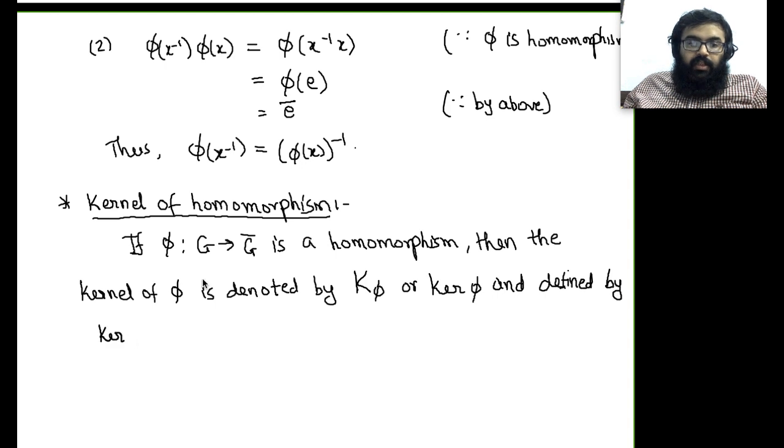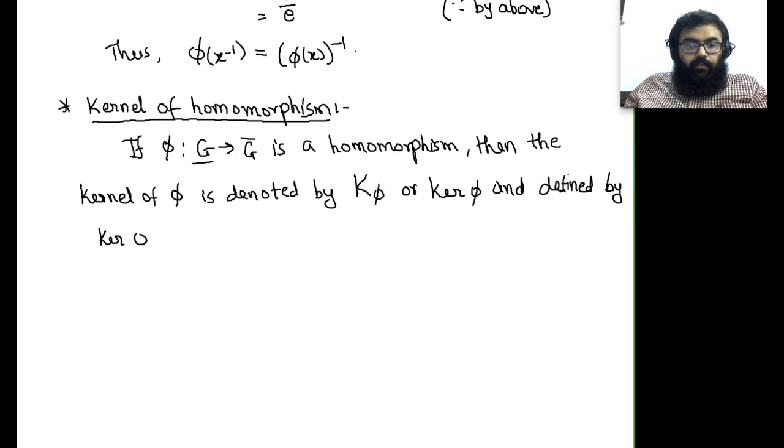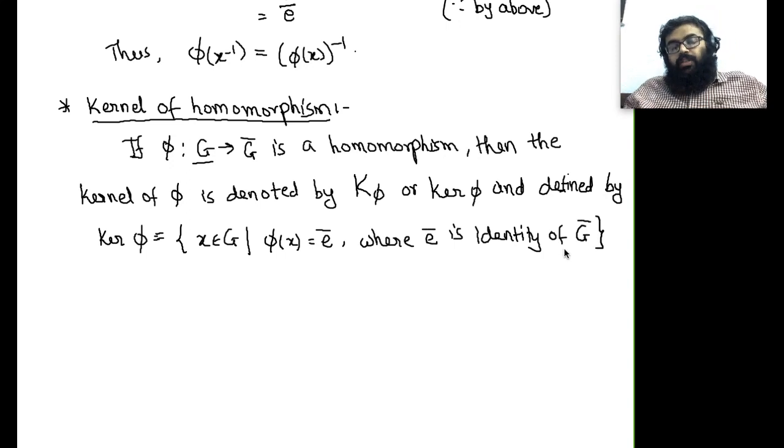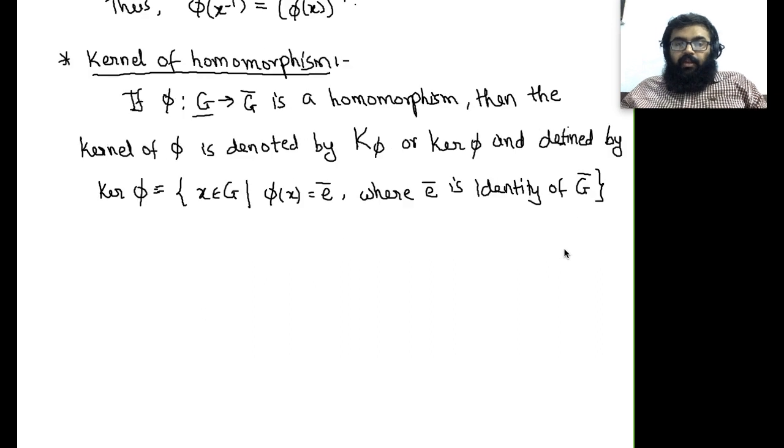The kernel of phi is actually a subset of the domain. Kernel of phi equals all x in G such that phi of x equals E bar, where E bar, we know, is the identity of G bar. All those elements which are mapped to the identity, that collection of elements, that set is called the kernel.